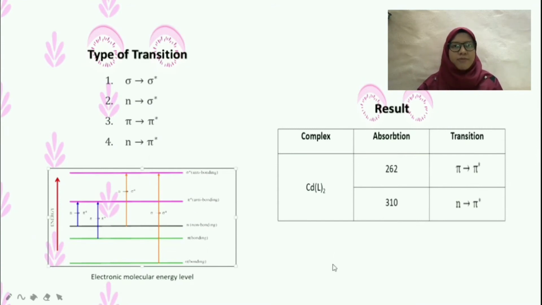Because this complex has unsaturated functional groups that provide pi orbitals, the electronic spectra of this complex show absorption at 262 and 310. At 262, it involves a pi to pi star transition, corresponding to the moving of an electron from the bonding orbital, which is pi, to the anti-bonding orbital pi star. While at 310, it involves an n to pi star transition, corresponding to the excitation of an electron from the non-bonding orbital, which is n, to the anti-bonding orbital pi star.